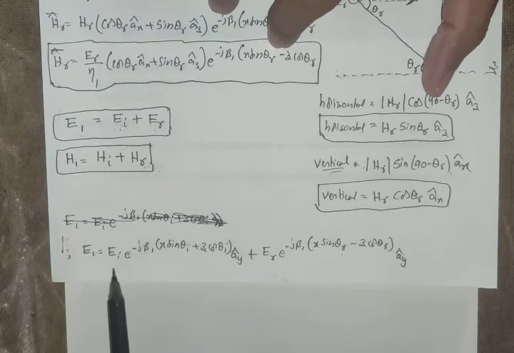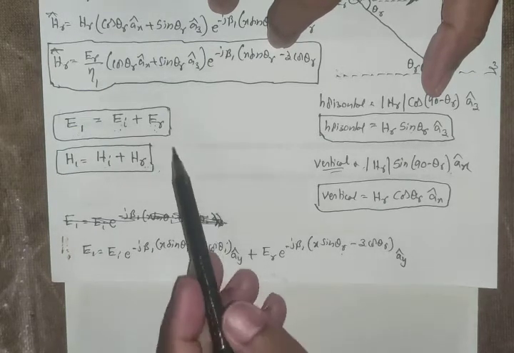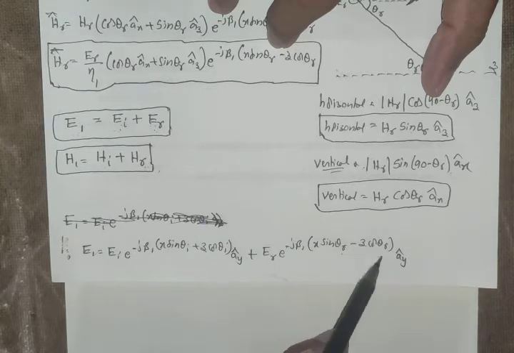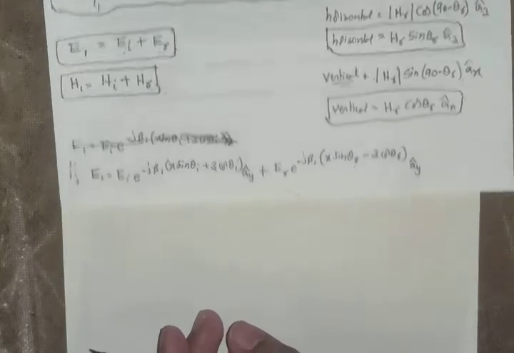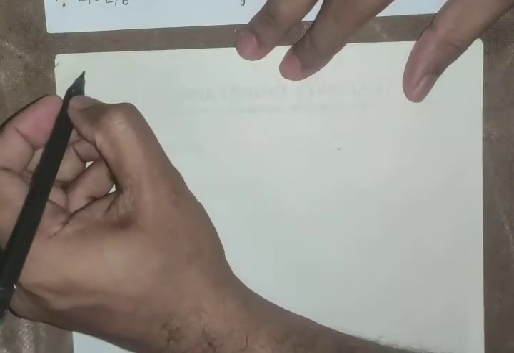So EI equal to EI into this entire equation. Similarly, substitute the value of ER in this equation, then this is the resulting value. Now simplify this equation using the concept of Snell's law. So what is Snell's law telling?